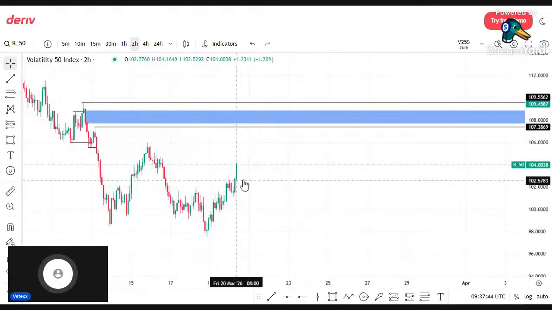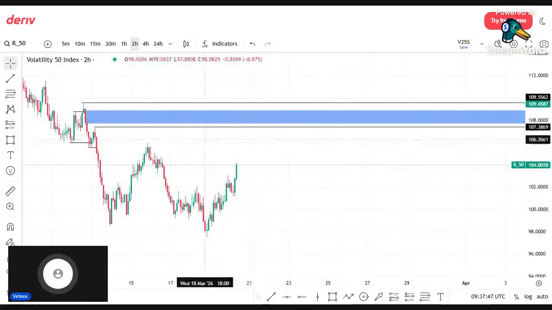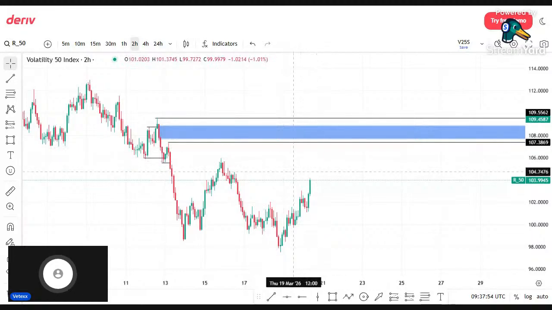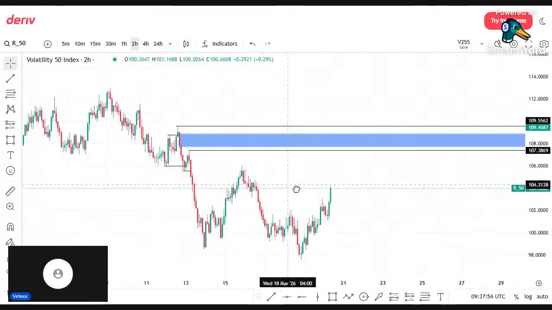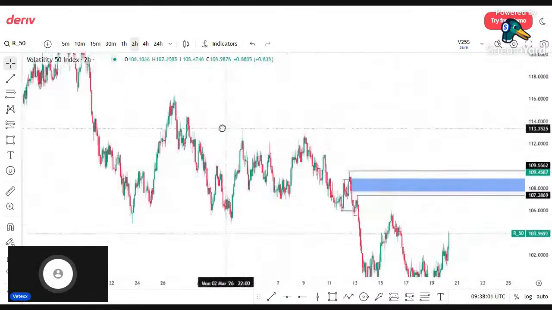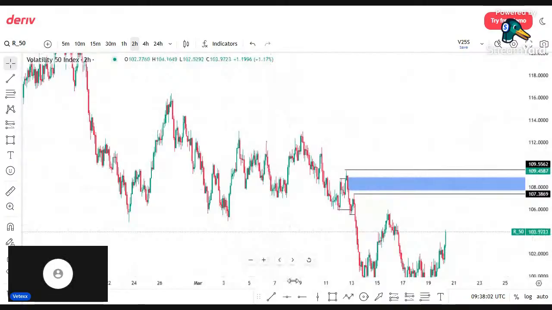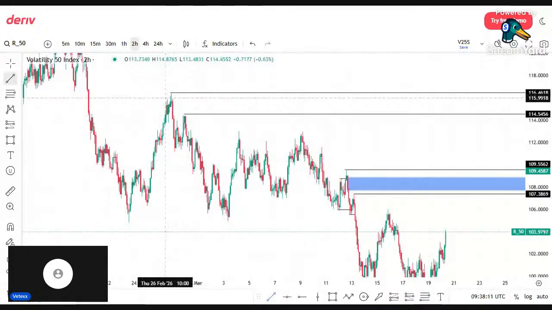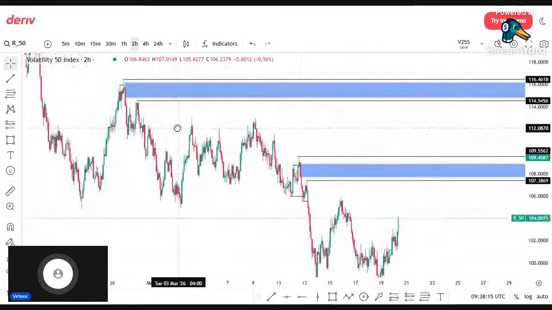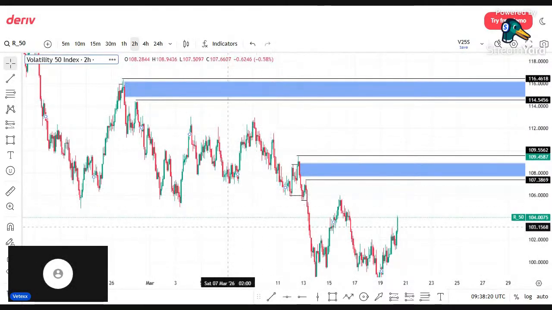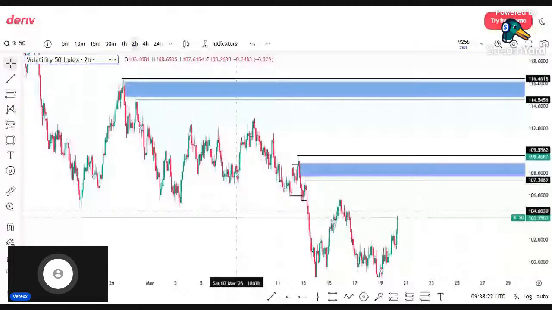So as usual, we anticipate price to come into this zone, give us a continuation setup, and then we look out for confirmation inside the continuation before we take the sell. So if price doesn't hold here, there is another point of interest above, which is this. So we're going to look out for this and this. So this is what we have on V50 on the 2-hour time frame.